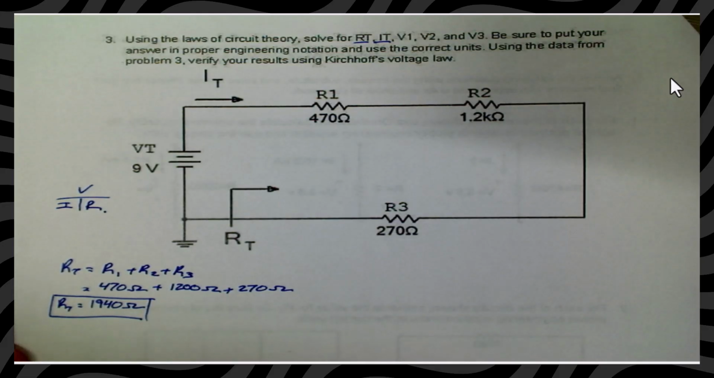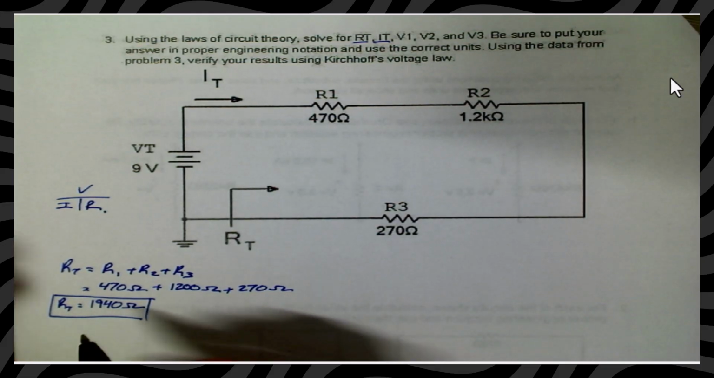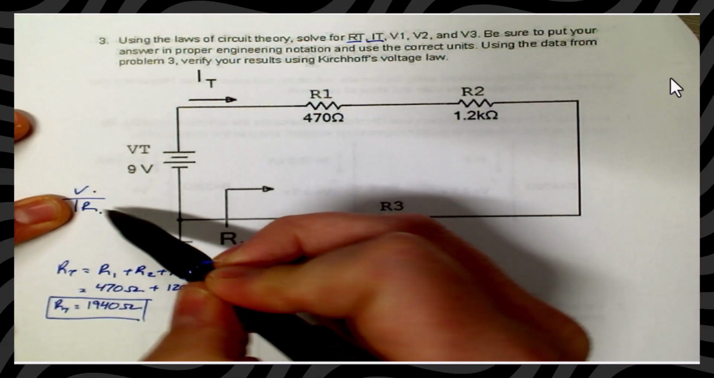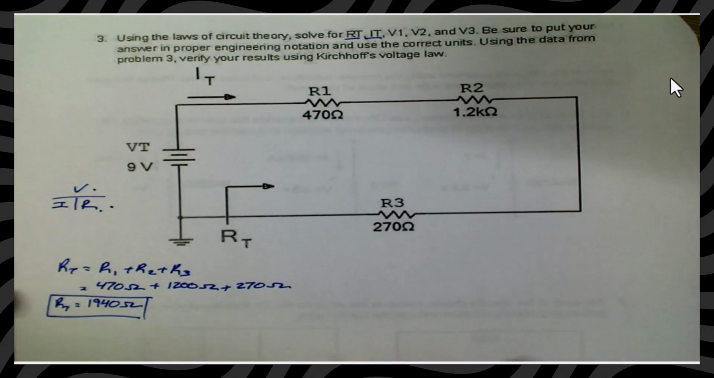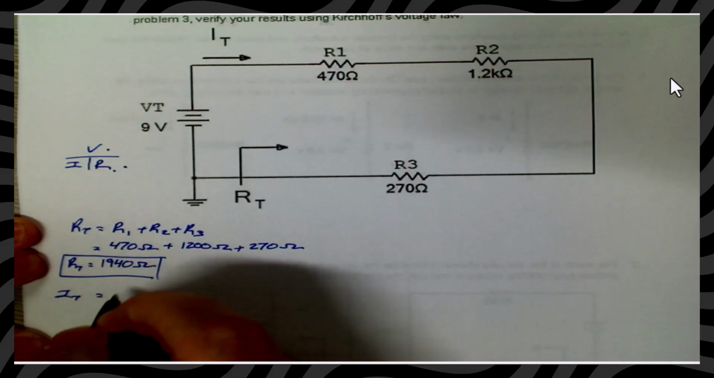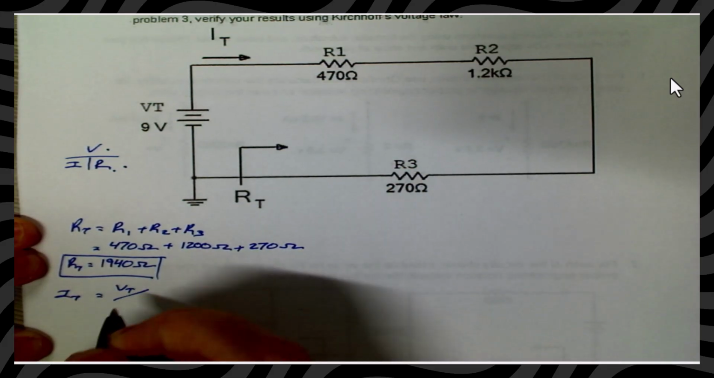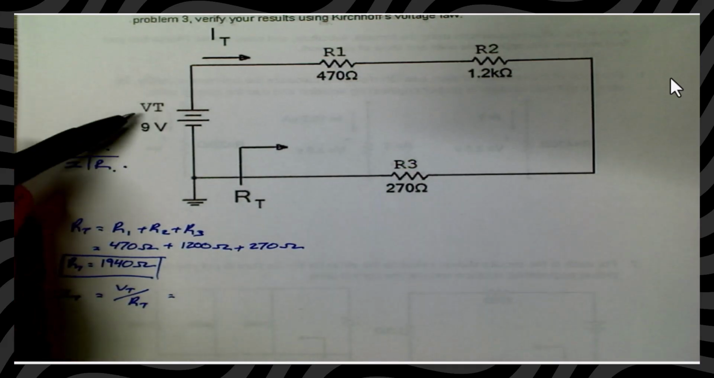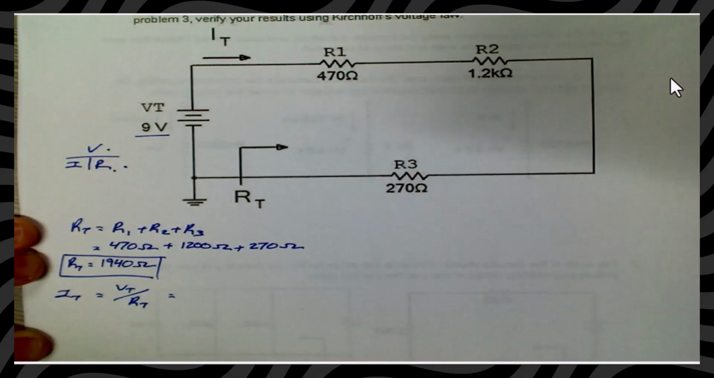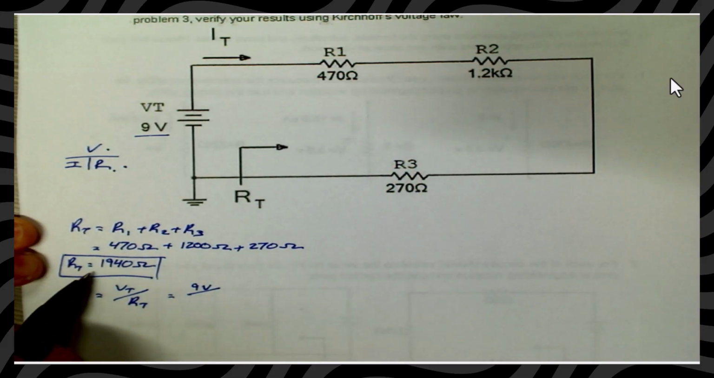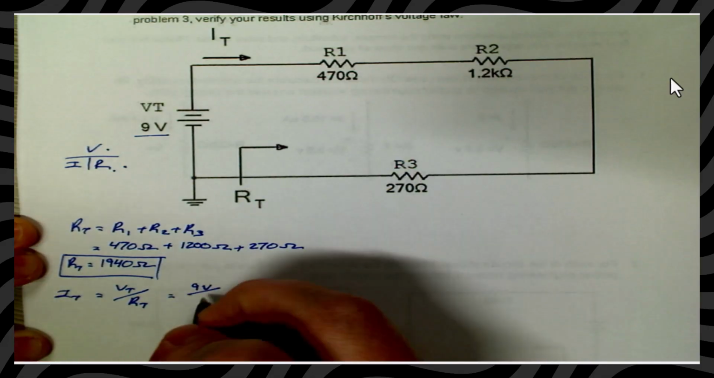For our total current, remember, if we were to use Ohm's law, we need our total voltage and we need our total resistance. So we're going to say that our total current is going to equal our total voltage divided by our total resistance. Now if we take a look up here, notice they supply us with our total voltage. It's going to be 9 volts. So we have 9 volts divided by our resistance total, which we just calculated right there.